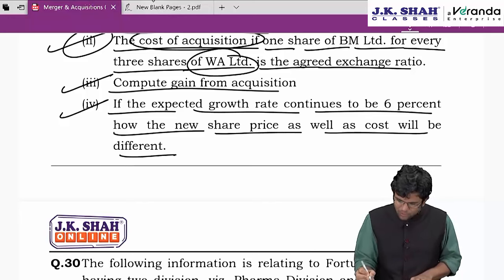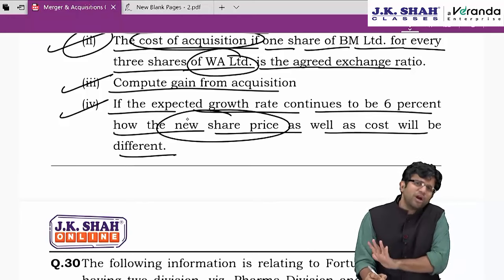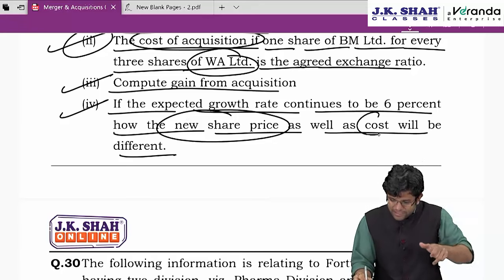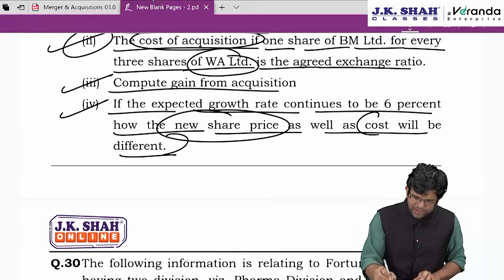So what were they asking us? They were asking us the new share price. We got the new share price post-merger as rupees 170. Yes, and they're also asking us the revised cost of merger. Let's quickly knock this off.